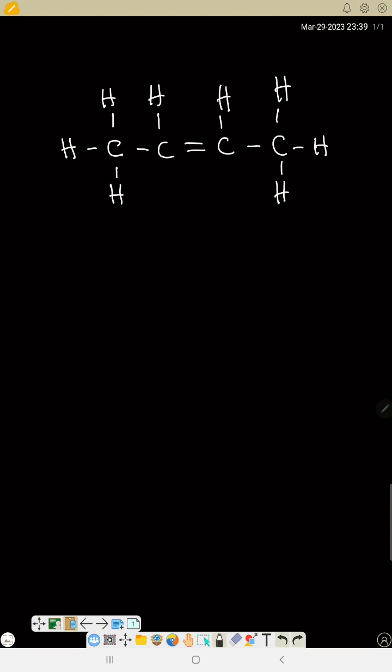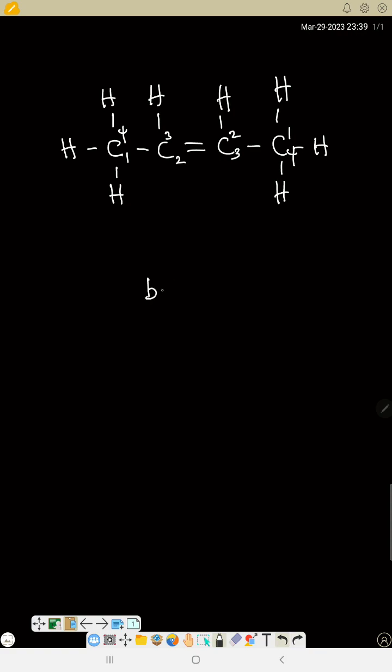So how can we name this compound now? To name this, what is the longest carbon chain here? 1, 2, 3, 4. So also name it backward. 1, 2, 3, 4. So forward and backward we have 4. So 4 carbon is both.